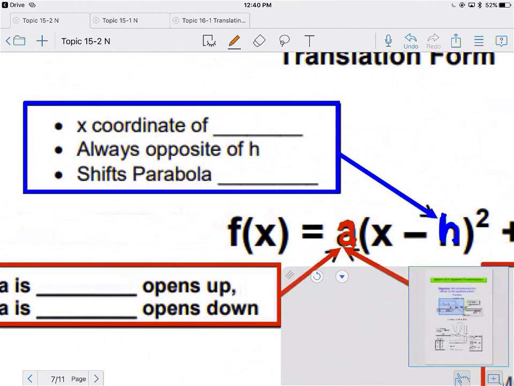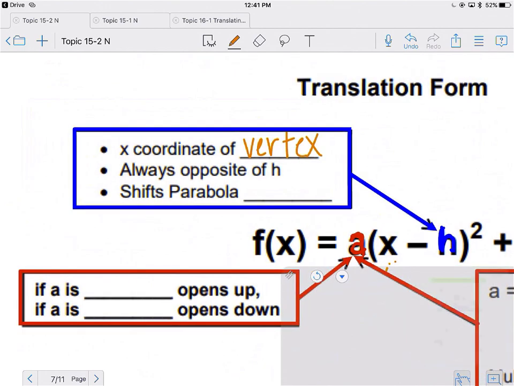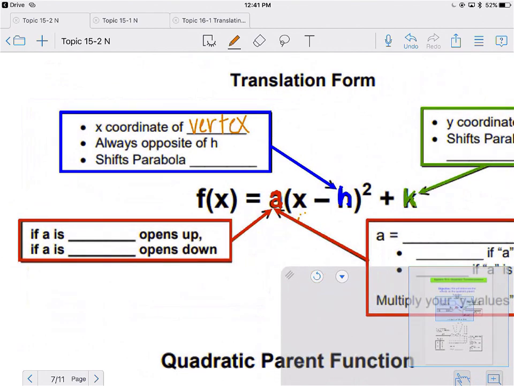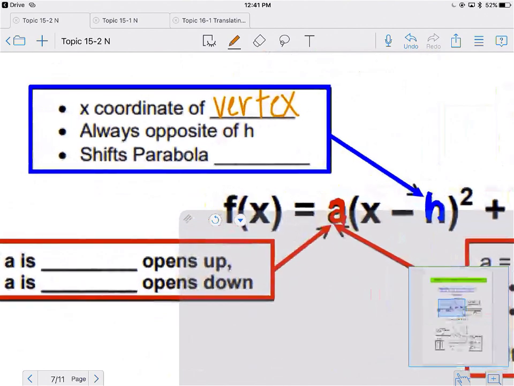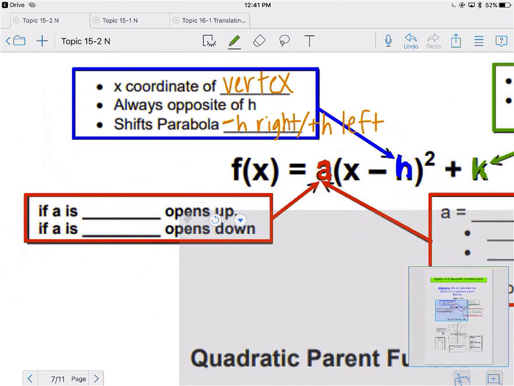So H is always the x-coordinate of your vertex. H is always written as the opposite sign, so it's always the opposite of what you really see. And it shifts your parabola. If you see a minus H, it shifts to the right. If you see a plus H, it shifts to the left. So if you see -3, that's going to the right 3. If you see +2, it's going to the left 2. So the signs are important.